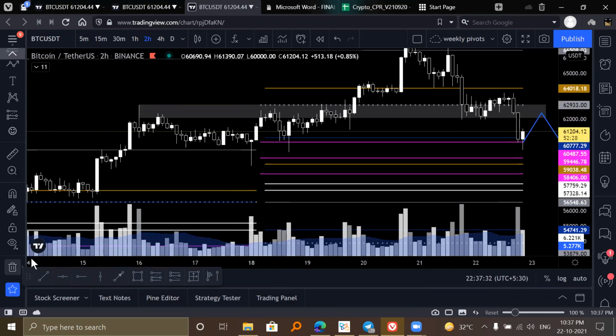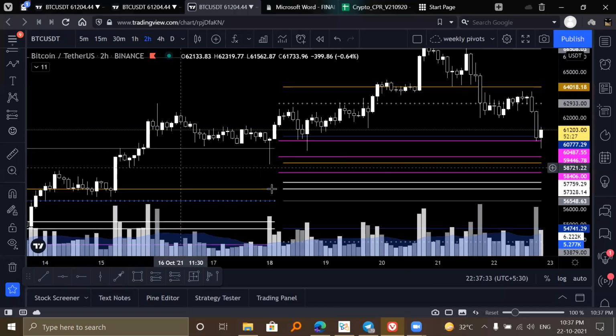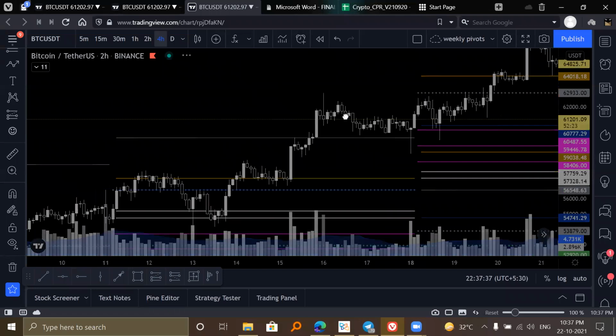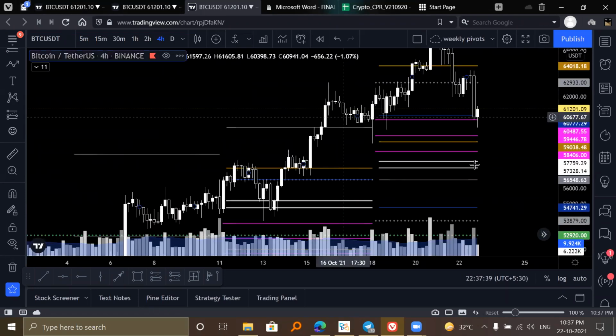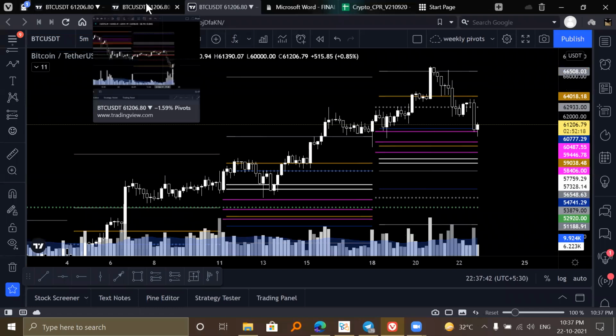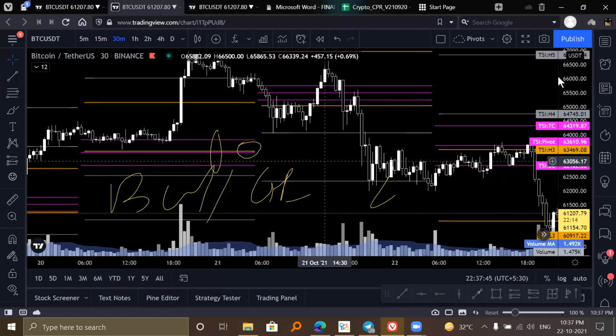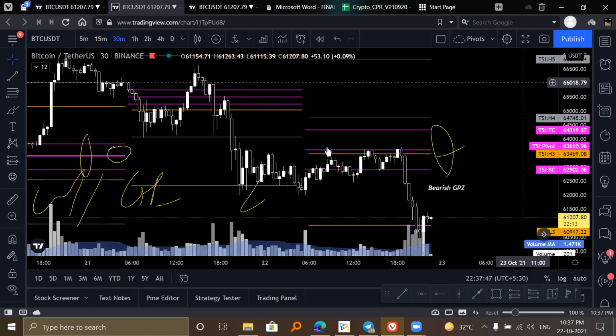So now this is the 4-hour time frame. Someone is asking which time frame to use. For daily, it all depends on you. See, the daily pivots are used for intraday trading. Okay, daily pivots are used for intraday trading.